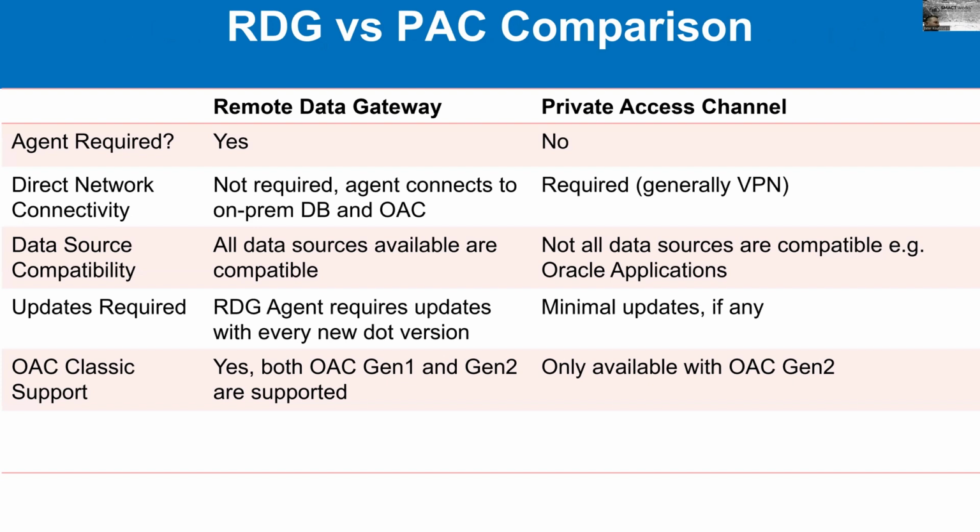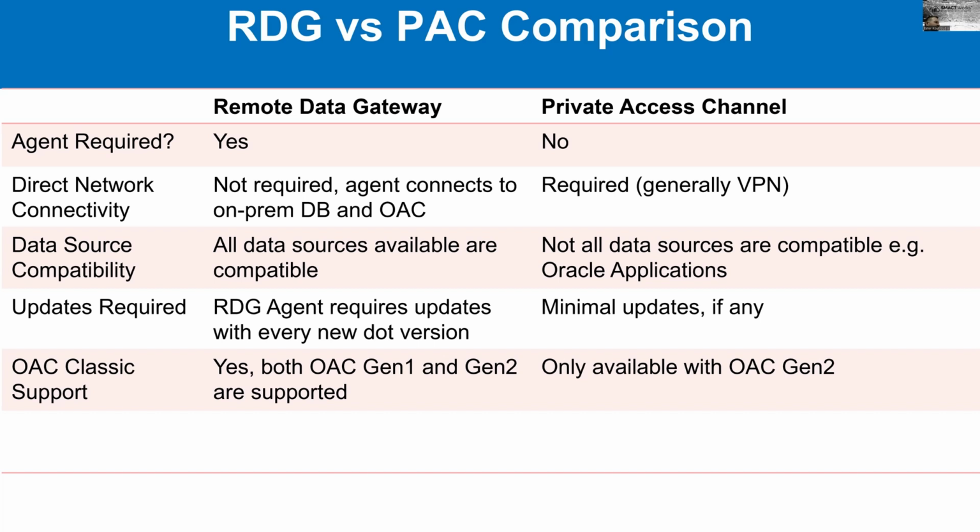Just a quick comparison between the two options. Remote data gateway, an agent is required, whereas for private access channel, an agent is not required. Although a little bit more setup is required for private access channel, that's not required for RDG. The agent connects to the on-prem database as far as RDG goes. So direct connectivity is not required. No firewalls need to be opened up. For private access channel, it is required because it uses VPN.